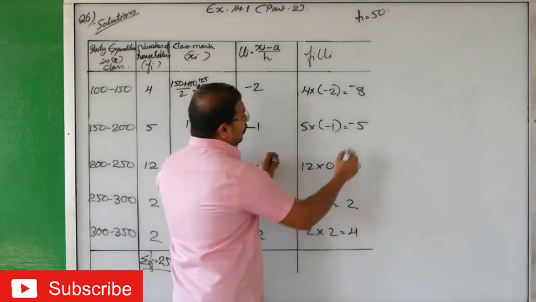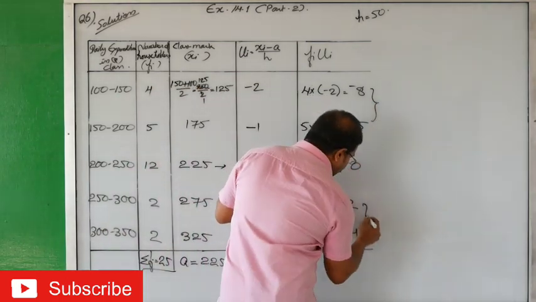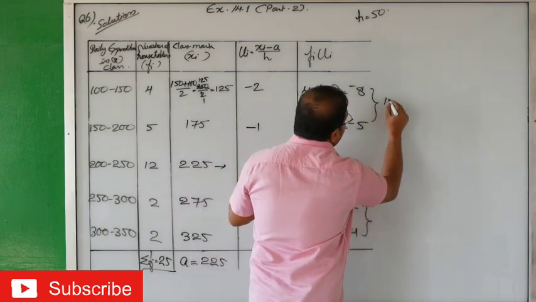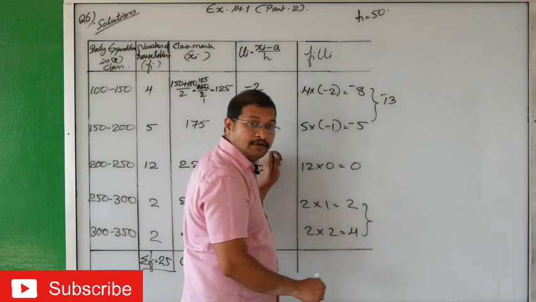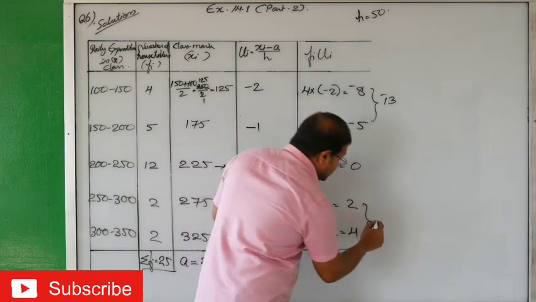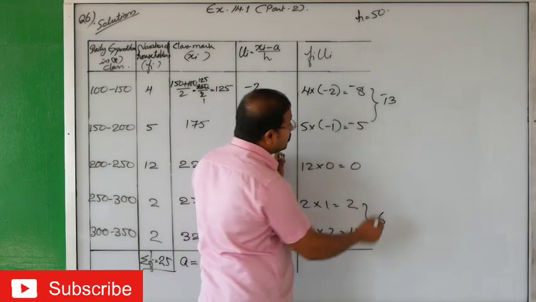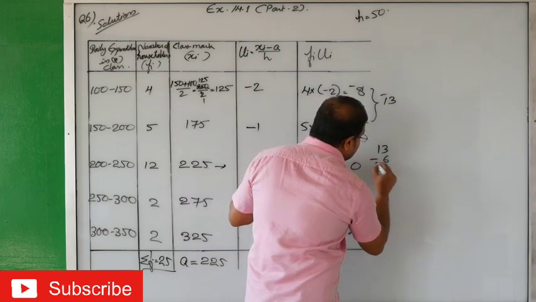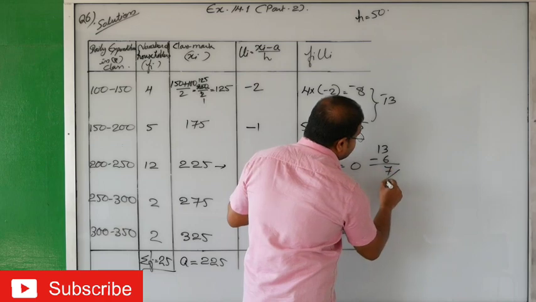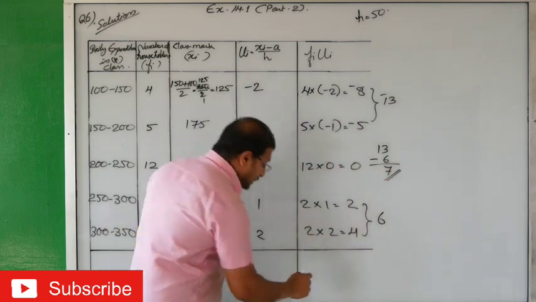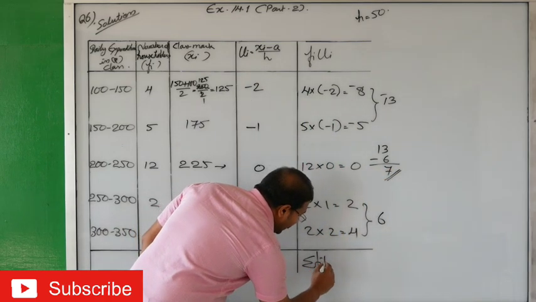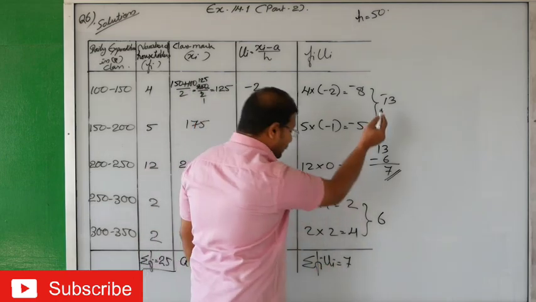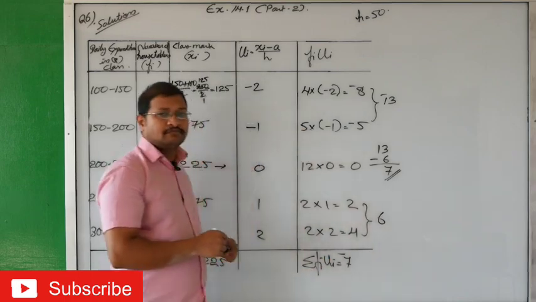Now what will you do? All the negative numbers will add, positive numbers will add. So 8 plus 5, 13. Of course we have to write minus 13. Now plus 4, 6. This is plus, isn't it? So now plus and minus, what will you do? Subtract. That means 13 minus 6. What will you get? Yes, 7. Ready? That means sigma fi ui equals 7. But of course the bigger number is minus, so the answer is minus 7. Is it okay?